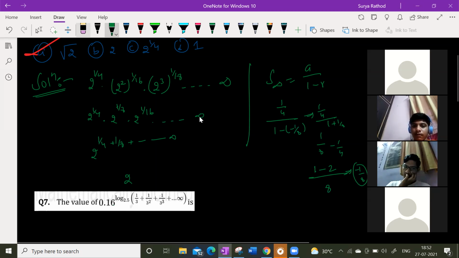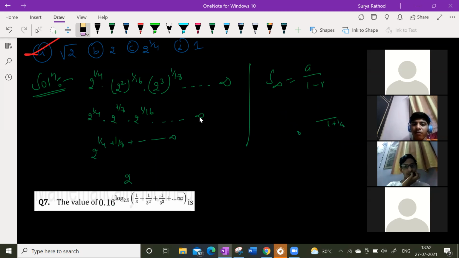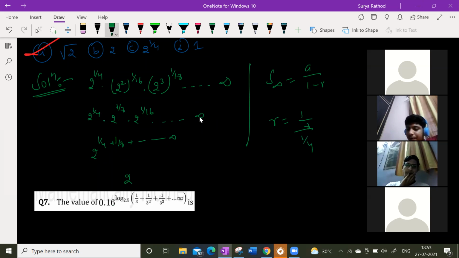Or else look at this here. Guys, what is 1 by 4? What is r here? r is T2 by T1, right? But we are doing T2 minus T1. That is a mistake we are making. It is T2 by T1. So what will I get? 1 by 8 into 4 by 1, so I will get 1 by 2. Did you understand? 1 by 2. r is 1 by 2 here.